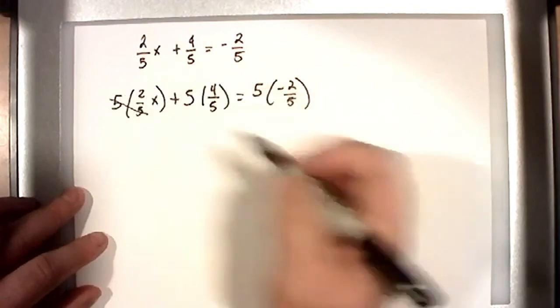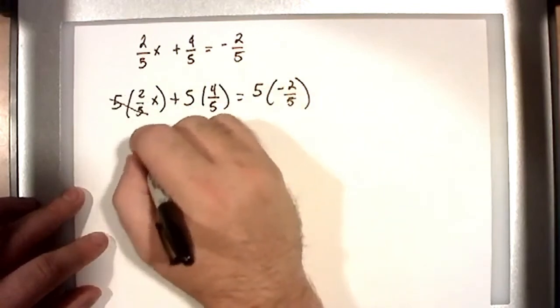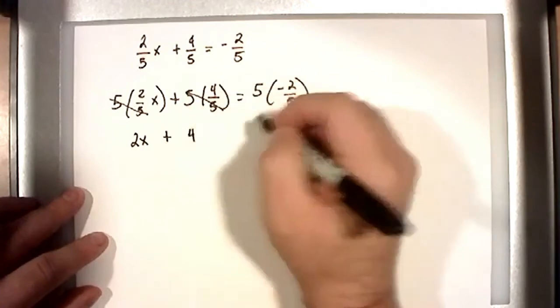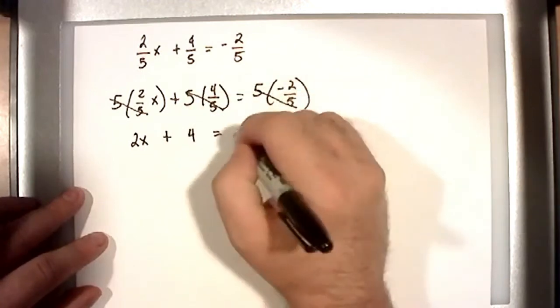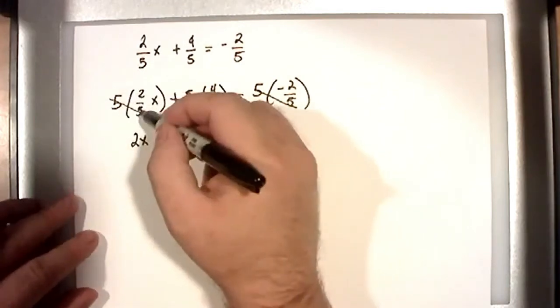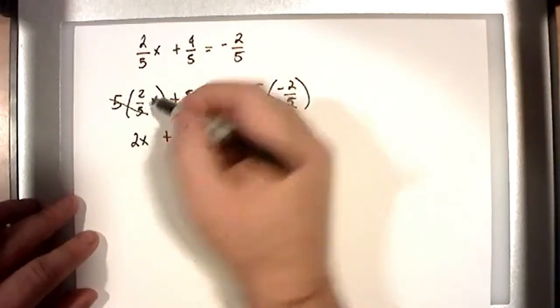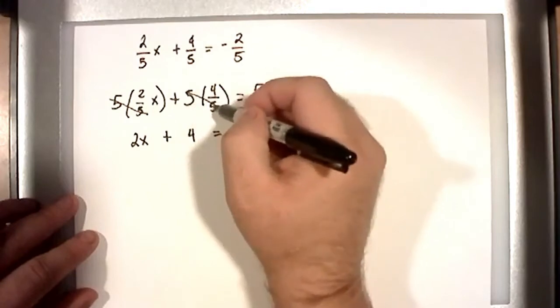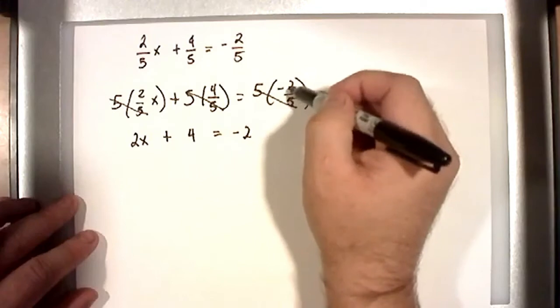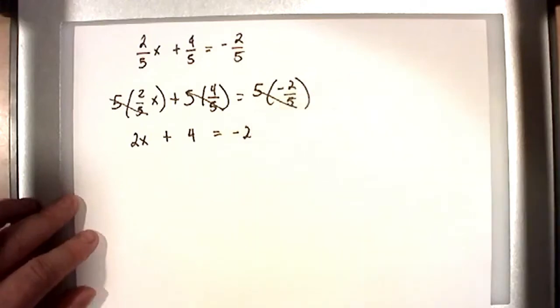5 and 5 cancel, and you have a positive 2x. 5 and 5 cancel, you're left with 4. Over here, 5 and 5 cancel, and we're left with -2. Go through and make sure you're clear on what I just did. The multiplication of 5 cancels with the division, so you have just 2x left, just 4 left, and just -2 left. And hopefully now it's just a trivial solving problem.